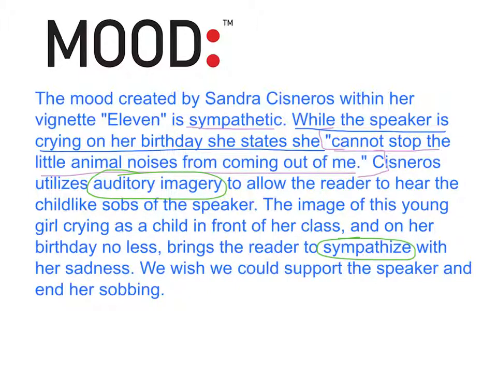Also notice that I have circled the word sympathize, as that is my inference that the mood is sympathetic. Remember that the goal here was to explain how my evidence proves my inference right. So my link states, Cisneros utilizes auditory imagery to allow the reader to hear the childlike sobs of the speaker. The image of this young girl crying as a child in front of her class, and on her birthday no less, brings the reader to sympathize with her sadness.